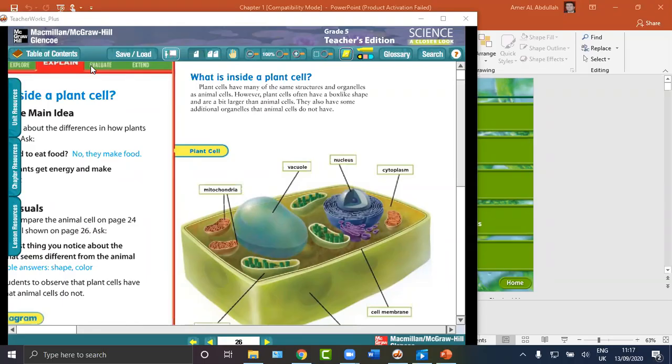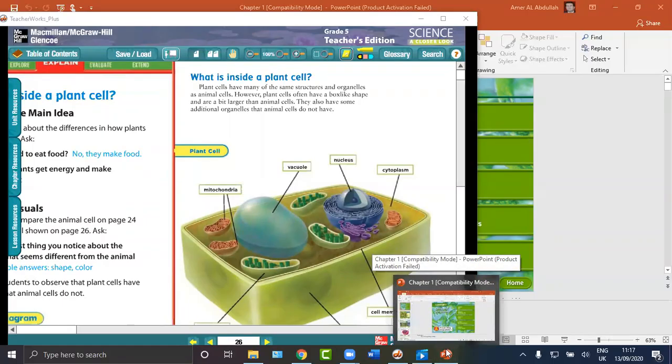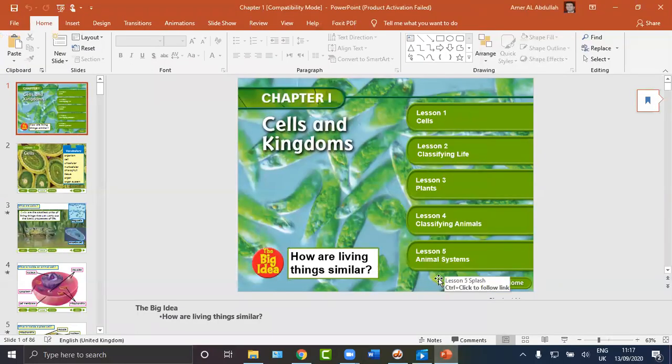Okay, vacuoles. They store water, food, and waste. Yes. Excellent. Really excellent. Okay. Now let's watch the slide presentation.